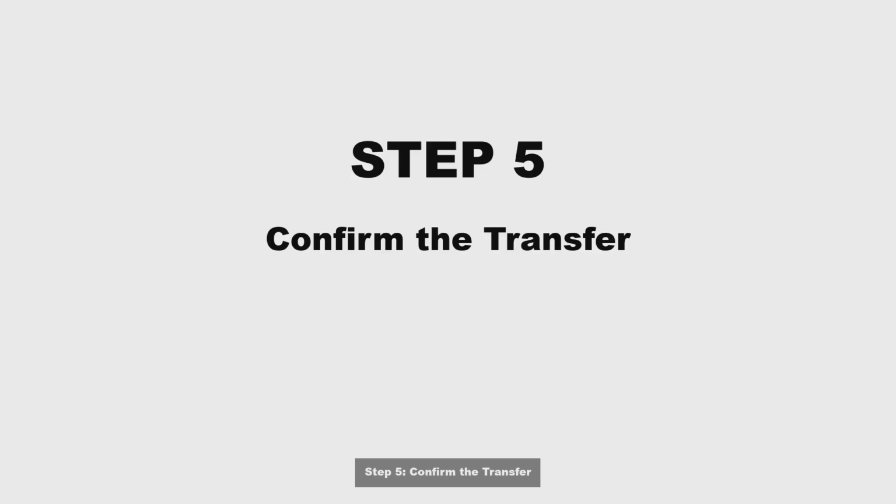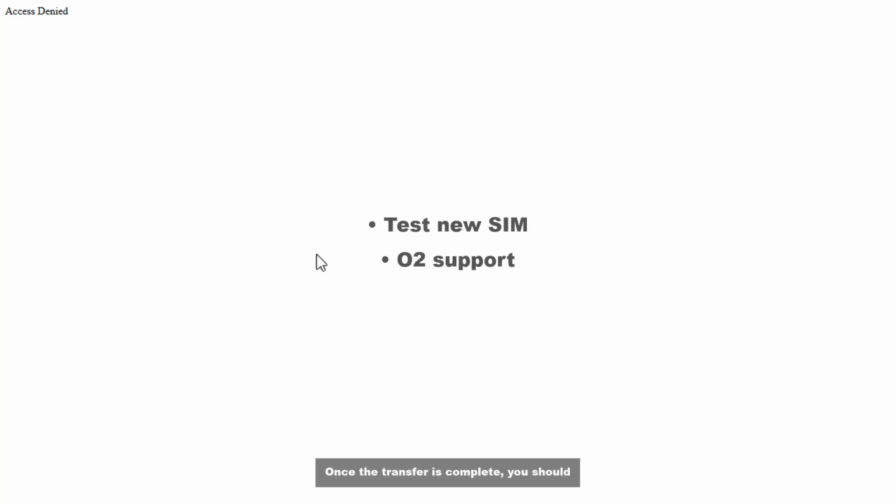Step 5. Confirm the transfer. Once the transfer is complete, you should receive a confirmation from O2. Test your new SIM to ensure your number has been successfully ported. If you encounter issues, contact O2 support for assistance.